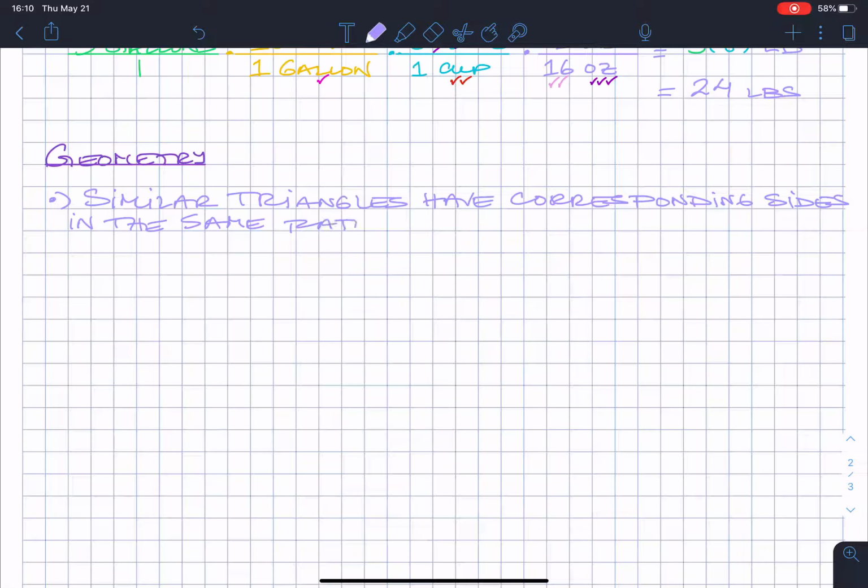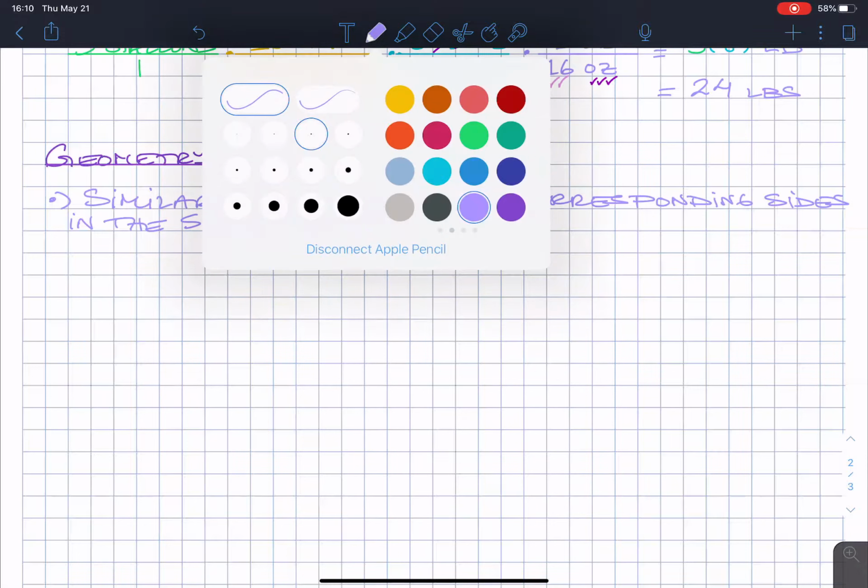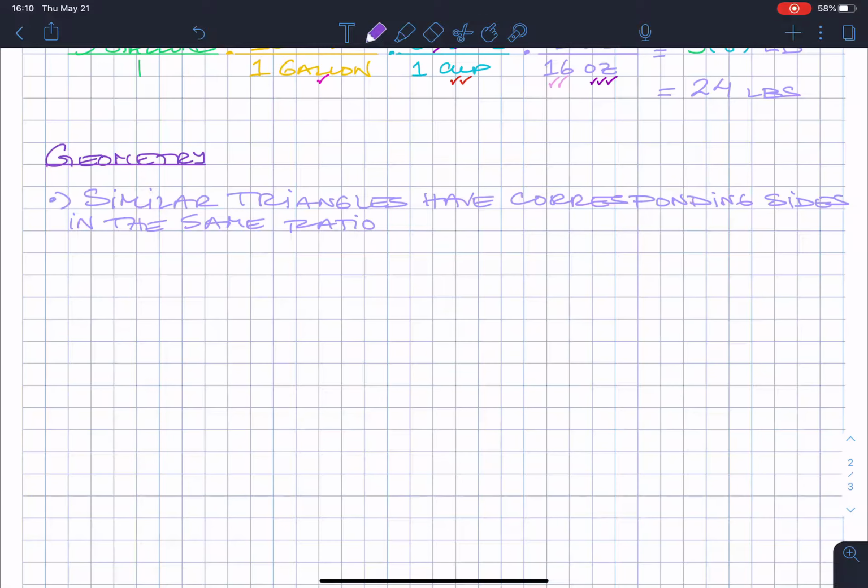So what does this mean? So let's look at similar triangles. So let's say I have a triangle here. Let's see, 1, 2, 3, 4, 5, 6. And then let's say I've got another one here.